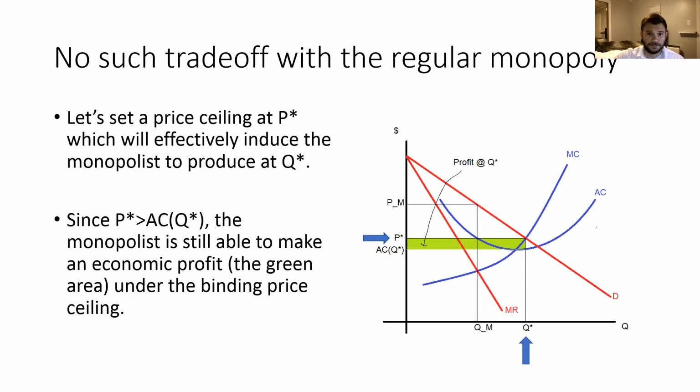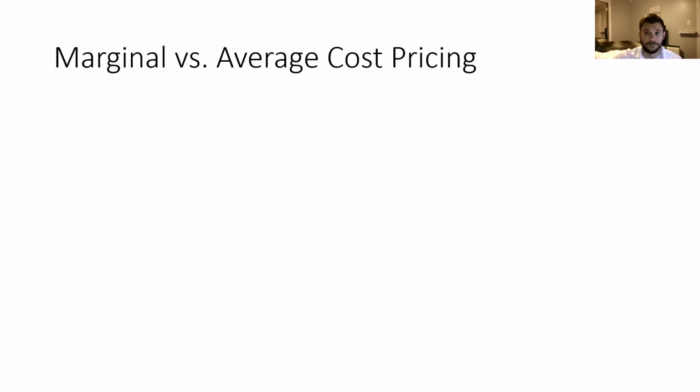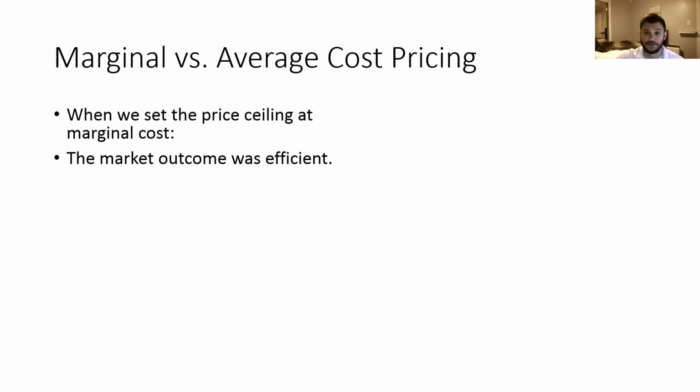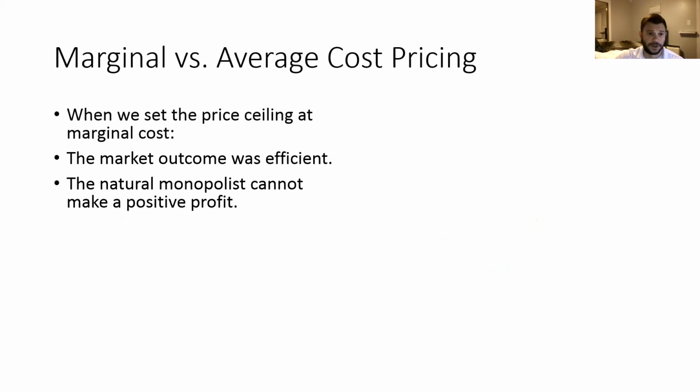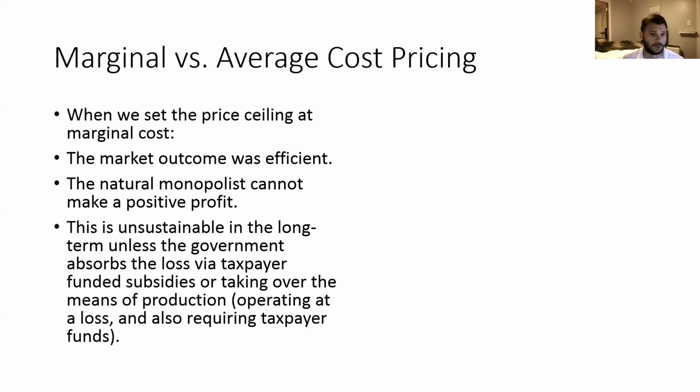Now, back to the issue of the natural monopolist. If they do have a high fixed cost structure and they do face these scale economies, then we have a problem here. When we set the price ceiling at marginal cost, we can induce the efficient outcome for the natural monopolist, but it was impossible for that monopolist to make a positive profit. And in that sense, this solution is unsustainable in the long term.